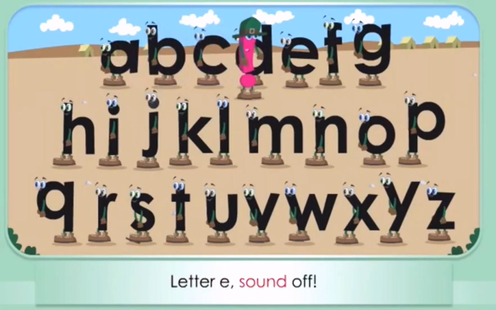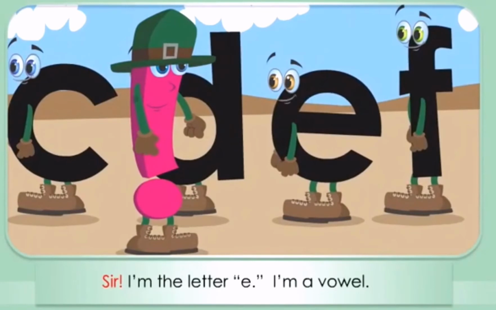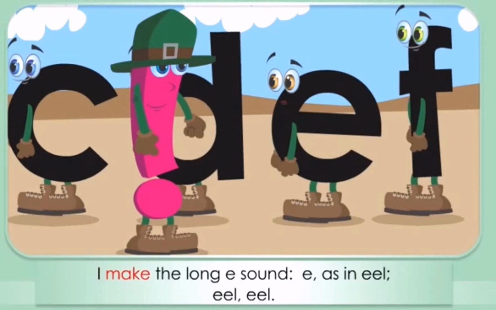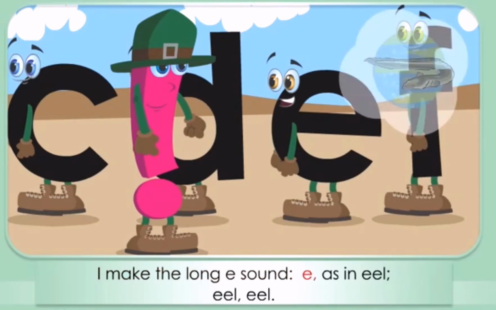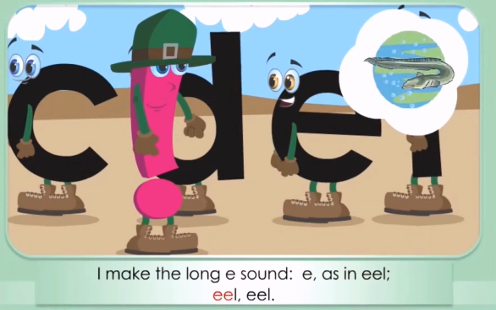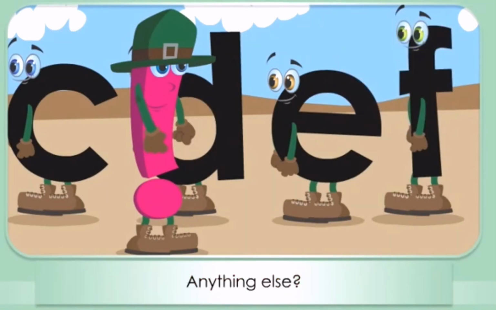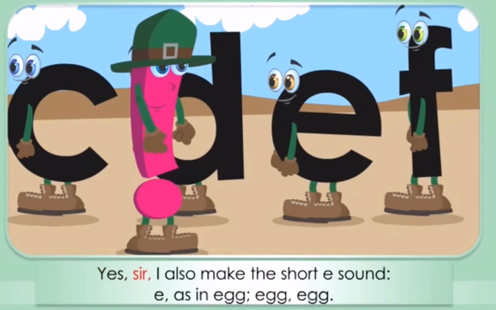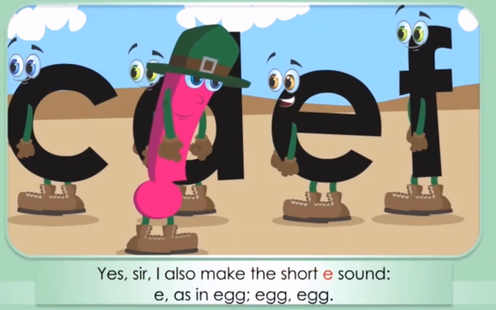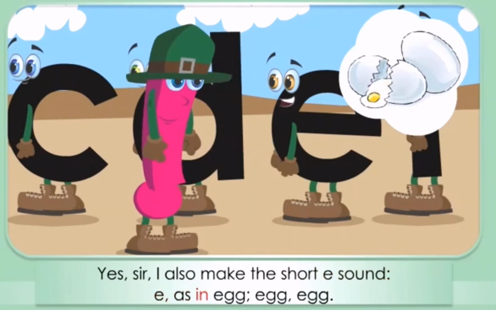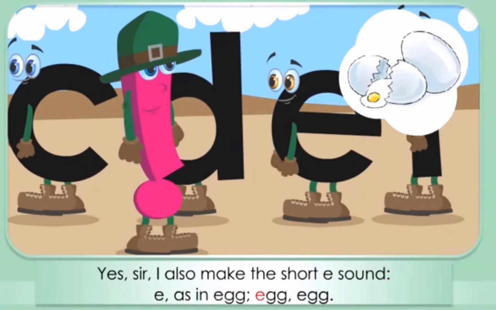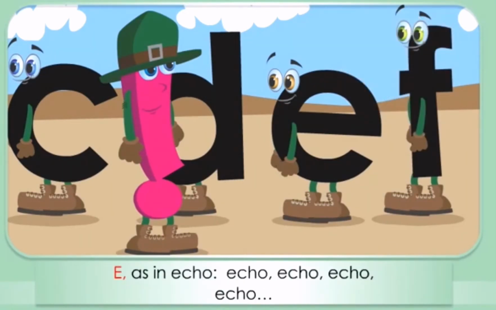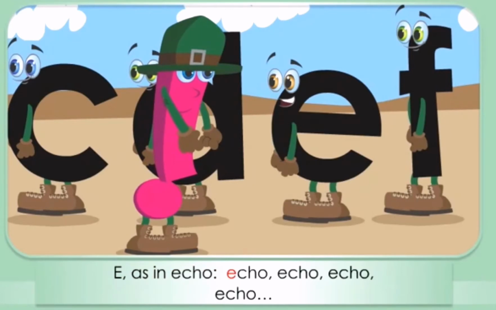Letter E. Sound off. Sir, I'm the letter E. I'm a vowel. I make the long E sound. E as in eel. Eel. Anything else? Yes, sir. I also make the short E sound. As in egg. Egg. As in echo. Echo.